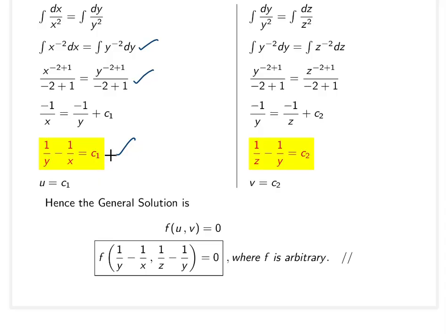Similarly, integrating the second part, we get the integral of 1 by y square into dy equal to the integral of 1 by z square into dz. Integrating both sides and simplifying, we get 1 by z minus 1 by y is equal to c2, which is the second solution. Hence the general solution is of the form f of u comma v equal to 0. Instead of u I replace the first solution 1 by y minus 1 by x, and instead of v I replace the second solution 1 by z minus 1 by y, equal to 0, where f is arbitrary. This is the general solution of the given equation.